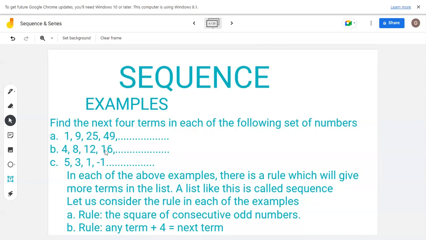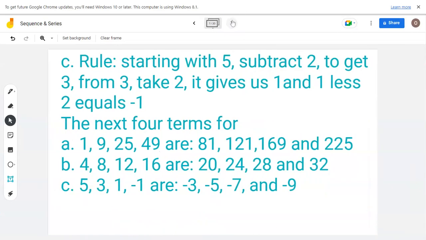Then for C, the rule is minus 2. We have 5 minus 2 giving us 3, 3 minus 2 giving us 1, 1 minus 2 gives us minus 1, and so on and so forth.